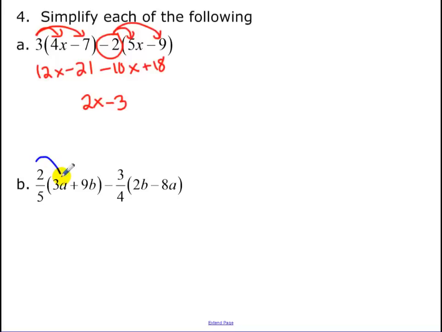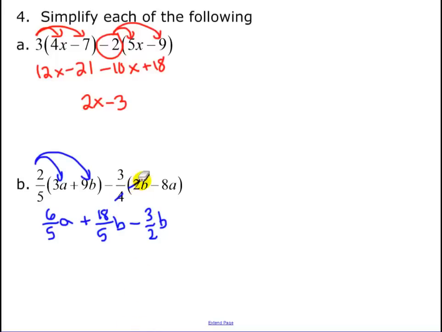Now the next one, distribute the 2/5 to the 3a. Nothing cancels, so we have 6/5 a. Nothing cancels, so we have 18/5 b. Now distributing the negative 3/4. Negative 3/4, the 4 and the 2 can cancel, so I have a negative 3/2 b.